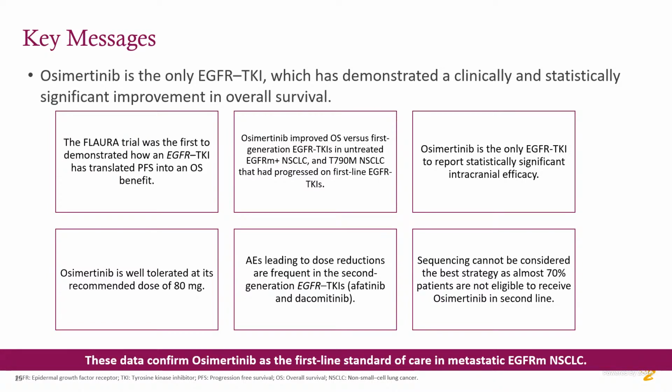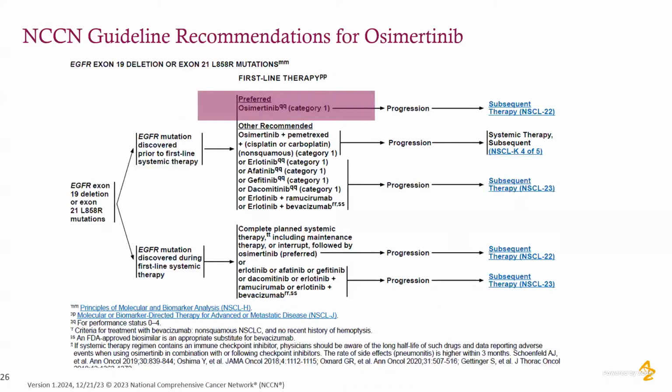Next slide. So NCCN guidelines recommend as the preferred line of treatment in EGFR mutation, prior to other first-line systemic therapies, osimertinib, category 1. You have other treatments also, others also category 1, but this is the preferred one. Next slide.